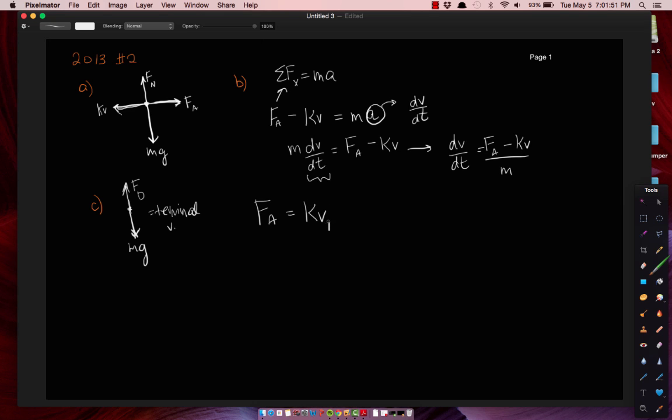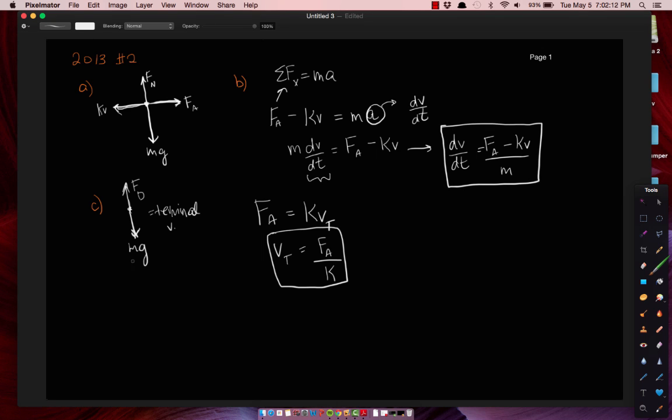And this is vt, or terminal velocity. So now we solve for terminal velocity, which is vt equal to the force applied all over k. And that's what you get. Oh, let me box the other answers right here. This is the answer for part B.